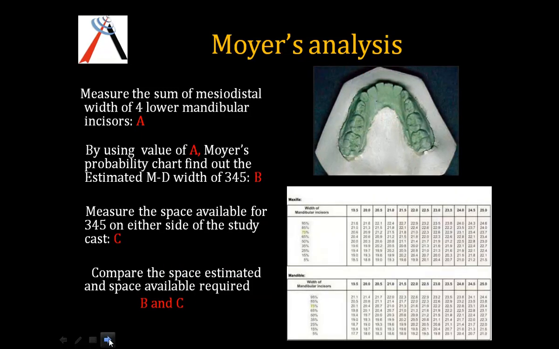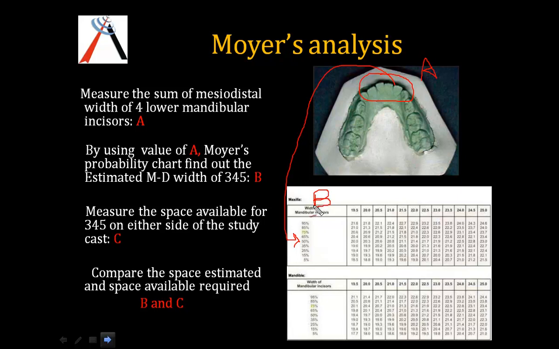Next is the Moyer's analysis, which uses the proportionality tables. Here we measure the mesiodistal width of the four lower incisors. By using this value, we use the Moyer's probability chart and find out the mesiodistal width of 3, 4, 5 of any one segment.